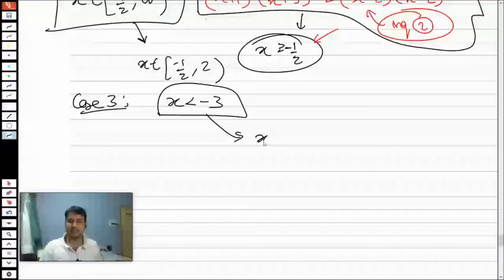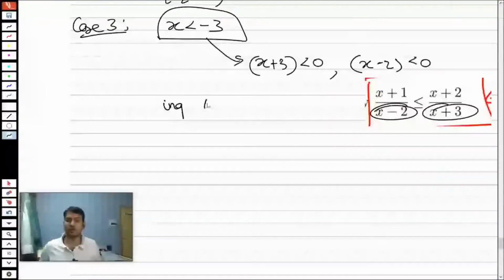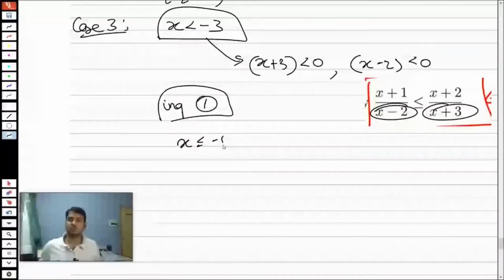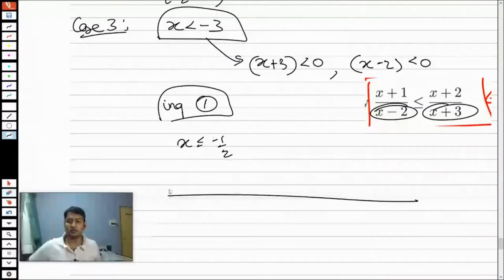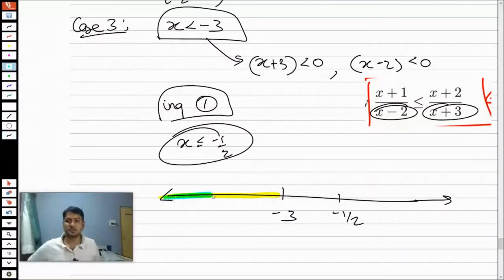So since both these things are negative, when you cross multiply, the inequality will change its direction 2 times. So in the end, you will get the same inequality. So you'll get again inequality 1, which was X less than or equal to -1/2. This case is x less than -3 and x less than or equal to -1/2. So on the real number line, if you plot it, the case is less than -3, so it is this region, and the valid values are x less than or equal to -1/2, so it is this region. So the intersection is this area. Okay, so that would be x belonging to negative infinity to -3 open.